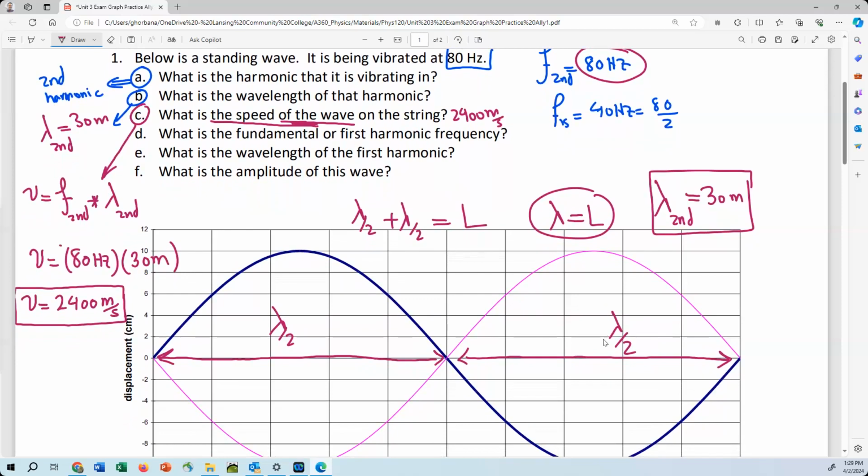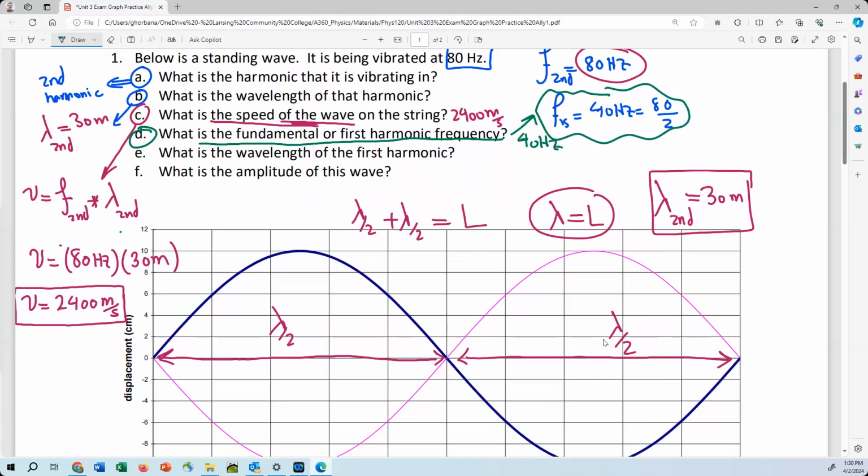I think we already did D. D is asking what is the fundamental or the first harmonic. We said that if the second harmonic is 80, you divide it by 2 and you will get the first harmonic. If this graph had 3 loops, it would be the third harmonic, so to calculate the first harmonic you would divide by 3. Because we are in the second harmonic, we divide by 2 to get the fundamental harmonic, which is 80 divided by 2, 40 hertz.